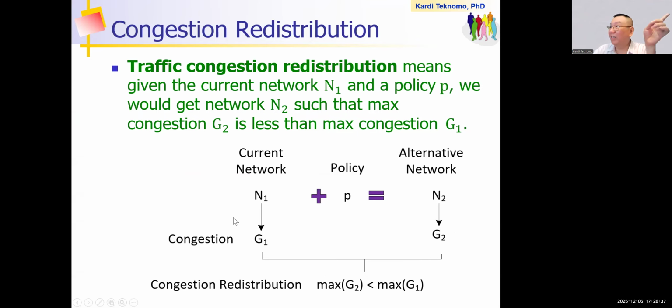Because if your policy doesn't work, your alternative scenario is actually equal or worse. In that case, what is this policy for? So you will find a policy P, our goal, so that the maximum congestion of the alternative will be less than the current condition. Is that clear? When we state this mathematically, then we can start to derive. Because if you define, then you can derive.